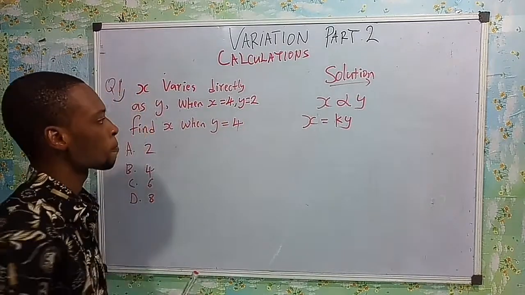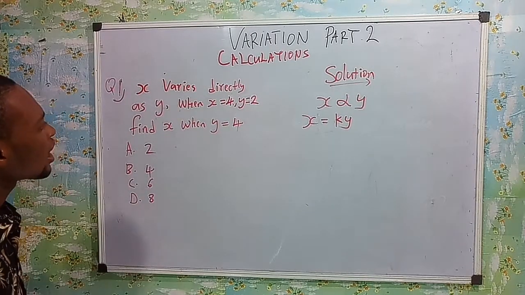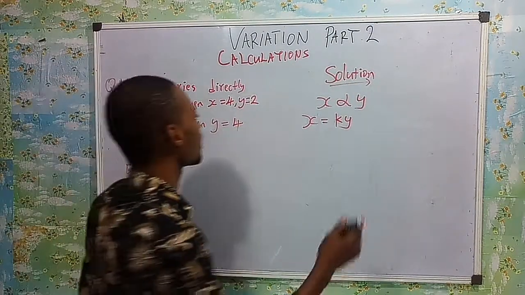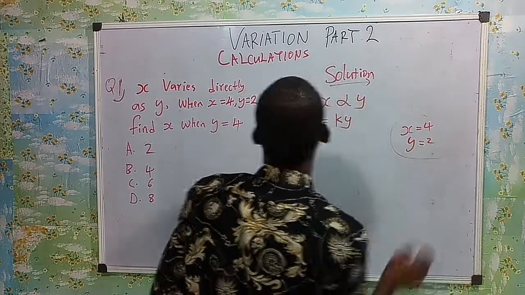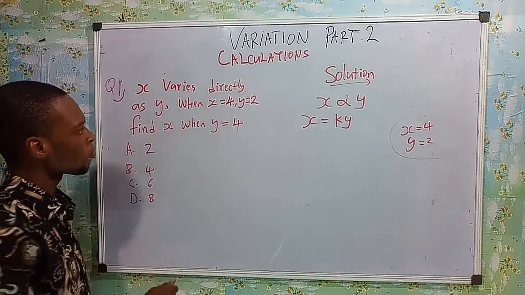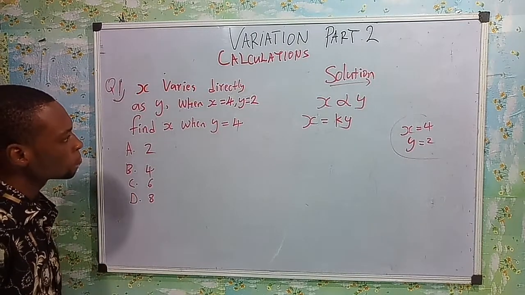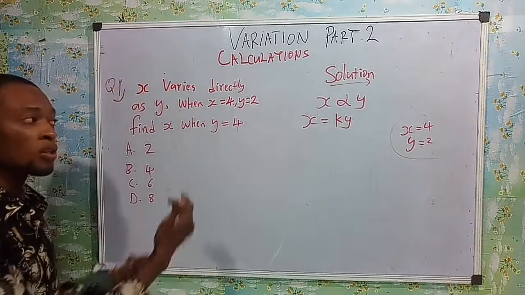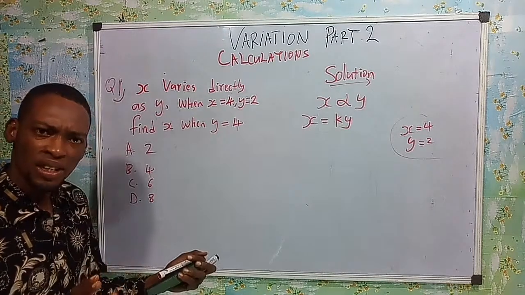Now we have this equation. Let's continue reading. We've been able to express the first statement. Now, when S equals 4, Y equals 2. Then find S when Y equals 4. So let's attend to this issue here. When S is 4, Y is 2. Then to find S when Y equals 4, we need to get this constant. So without the constant, we can't find S when Y equals 4. You get the logic? Good.